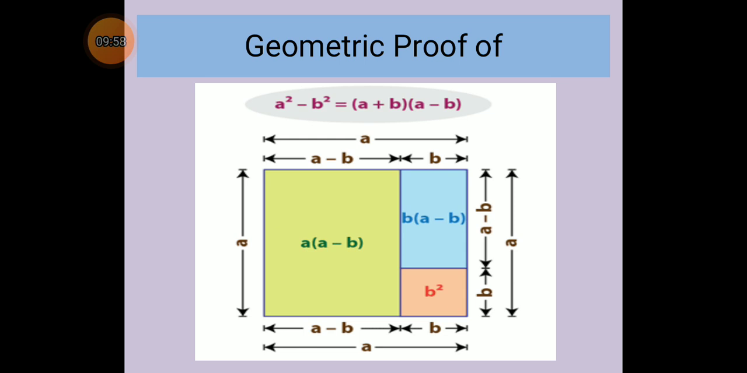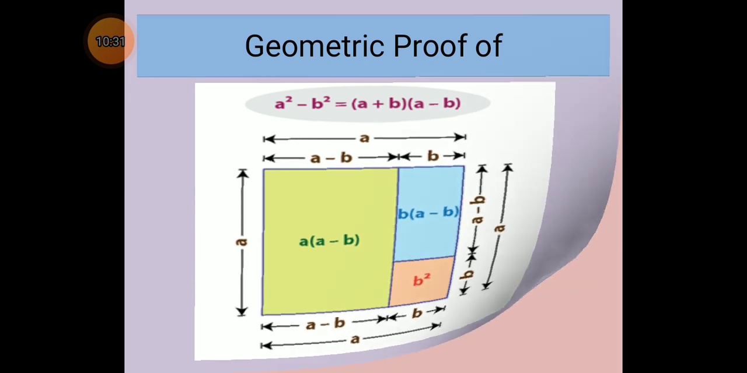What is this yellow one? a of (a minus b) plus b of (a minus b). When we write like this, (a minus b) is common and the other term will become (a plus b). So we understand that when from a big square of area a square, a small square of area b square is removed, the remaining part is (a plus b) into (a minus b). Thus, geometrically also we have shown that a square minus b square is equal to (a plus b) of (a minus b).